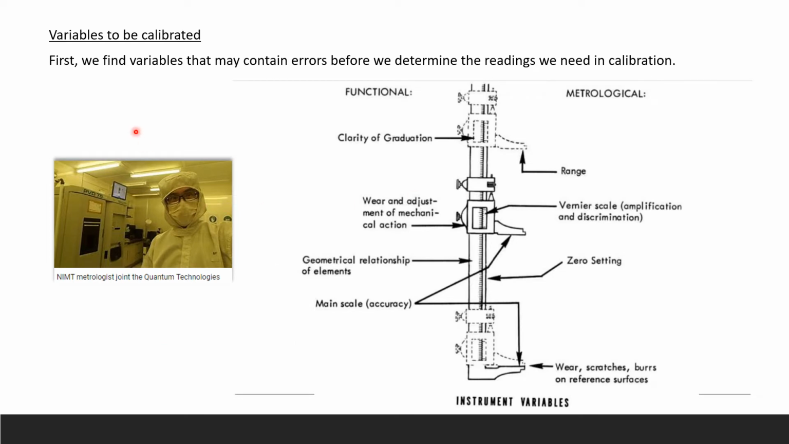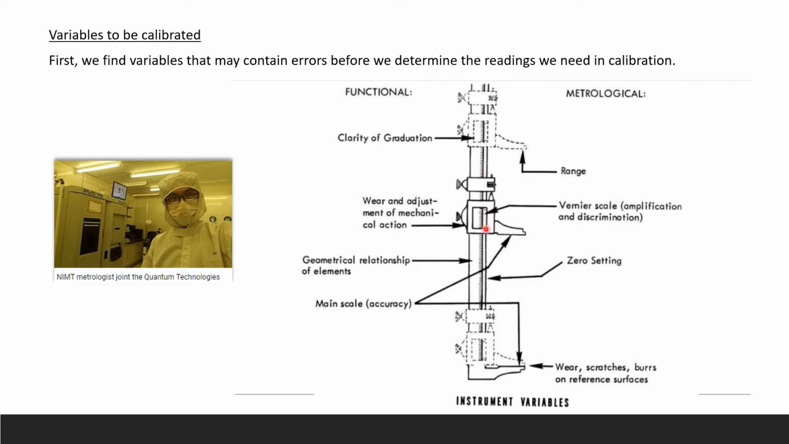Variables to be calibrated. Variables produce errors, therefore we have to calibrate the variables as well. First we find variables that may contain errors before we determine the readings we need in calibration. So you're going to look for your variables, and these variables usually give you errors, and you do that before you determine the readings you need in your calibrations. If you don't, you have more errors from the variables in your total error. So you have your functional, and then you have your metrological.